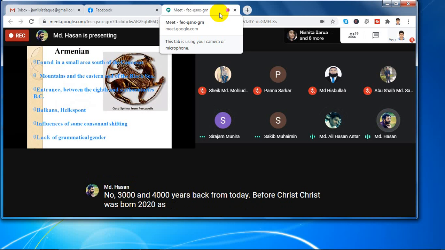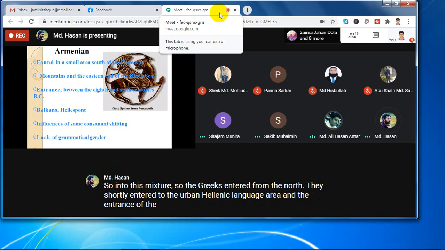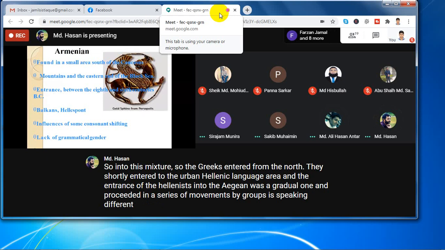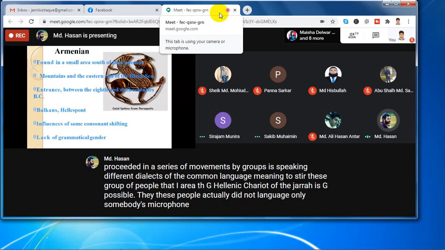From the north, they shortly entered the Hellenic language area, and the entrance of the Hellenists into the Aegean was a gradual one, and proceeded in a series of movements by groups speaking different dialects of the common language. Meaning to say, this group of people who came to the Hellenic area, who came speaking, these people, that is why it is this. And all these languages fall under the Hellenic language family.